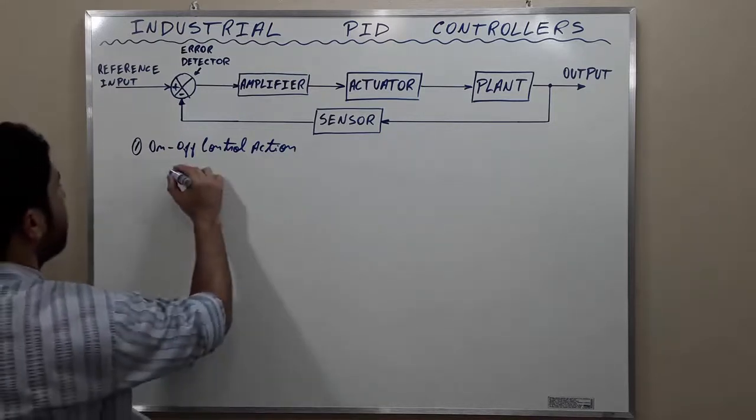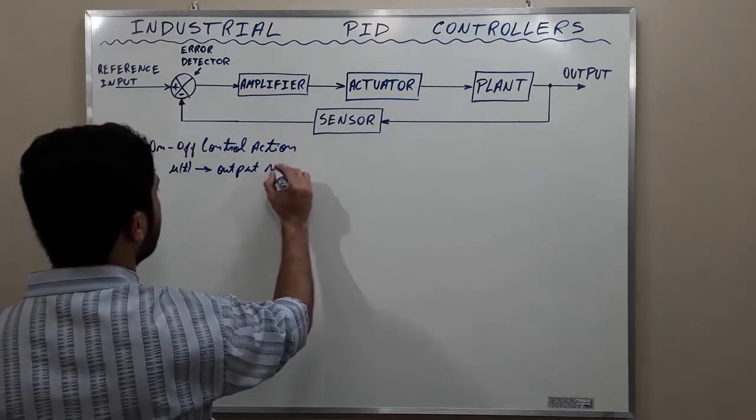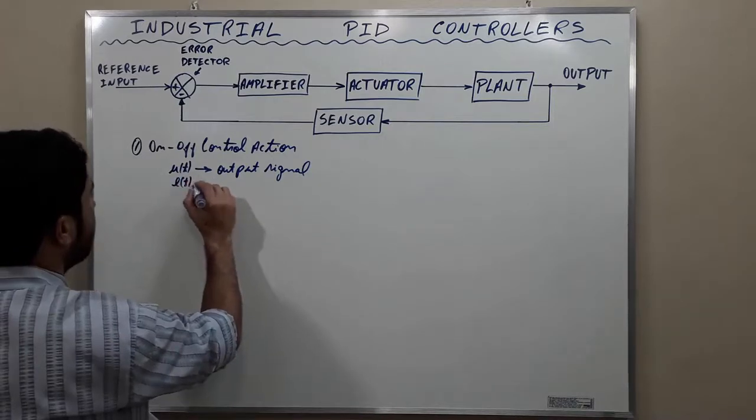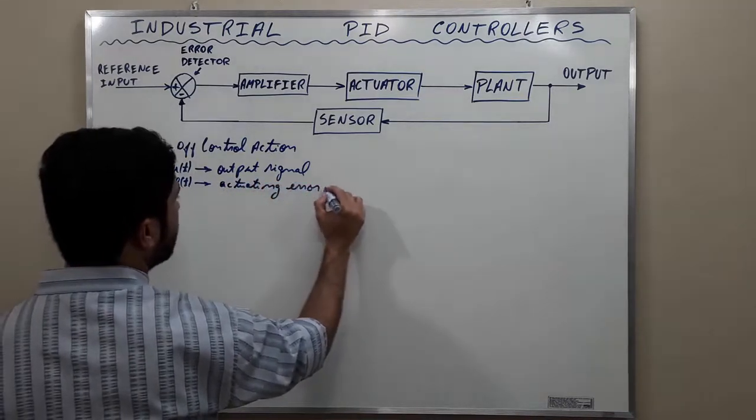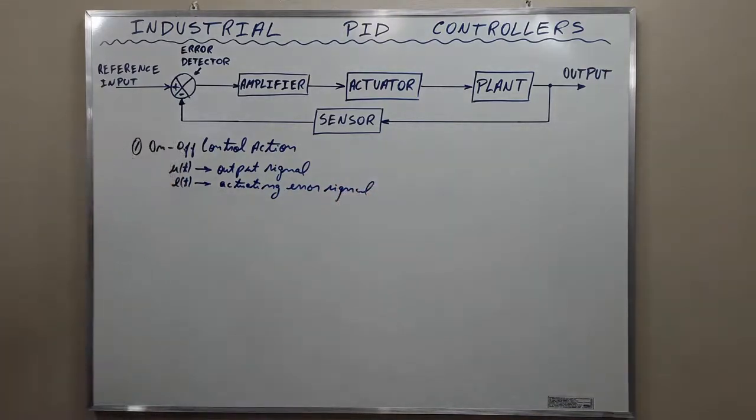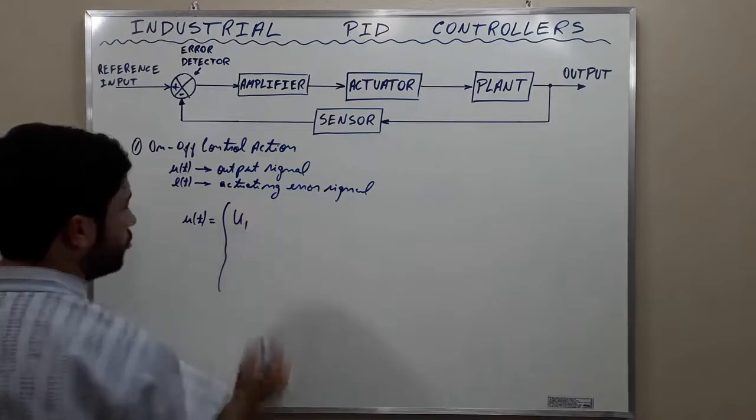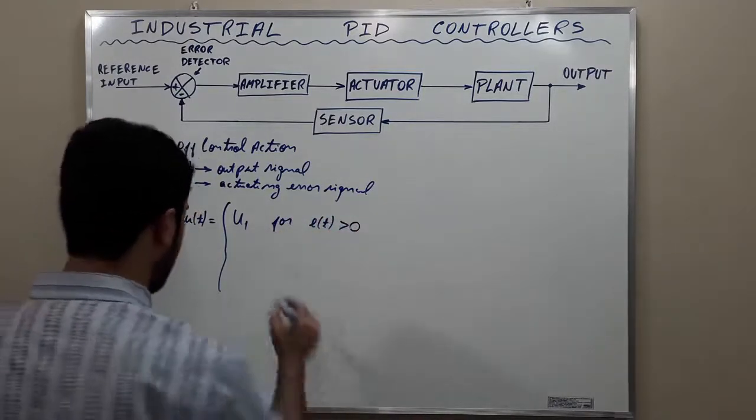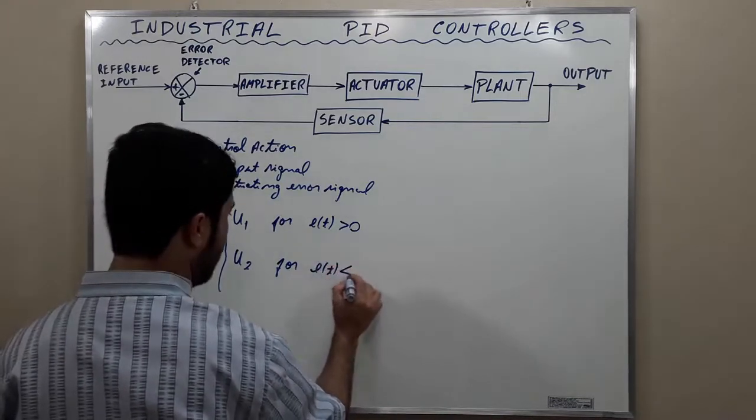If U of T is the output signal from the controller, and E of T is the actuating error signal, we're going to have 2 possibilities of output. U of T equal to U1 of T when the error signal is greater than 0, and U2 for E of T less than 0. Okay?